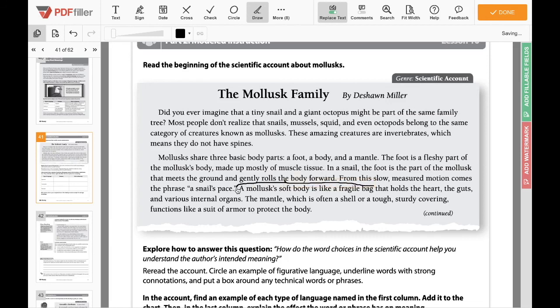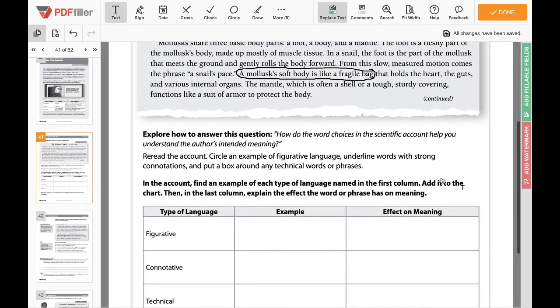Is a mollusk's body actually a bag, like a purse, like you would carry? No, but it is like a fragile bag. They're using that simile to compare. So let's put that in our chart. We would say a mollusk, we wouldn't capitalize it, we write it just how they would.